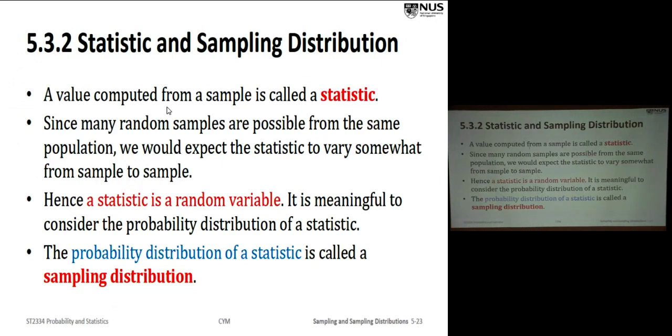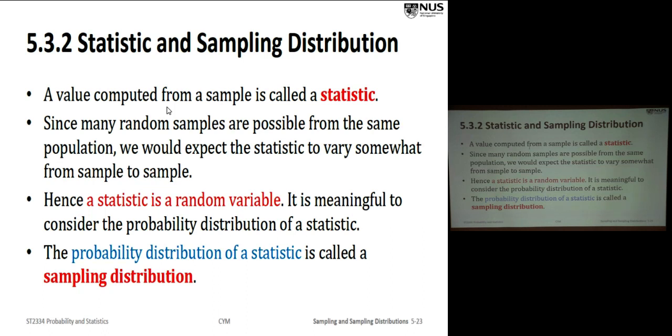Since many random samples are possible, remember that the mean of the data is only associated to the thing that I actually see. So many random samples are possible, which means the statistic will vary. If I take 100 random samples of 100 individuals, the mean will not be the same for those samples. There's very little chance of that unless you're measuring some sort of discrete or categorical variable. So basically the statistic is itself random.